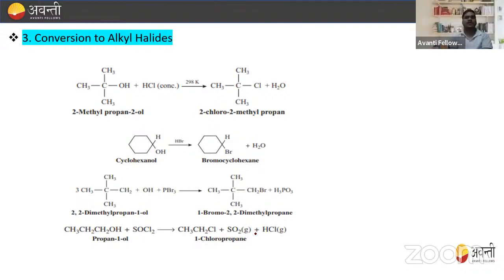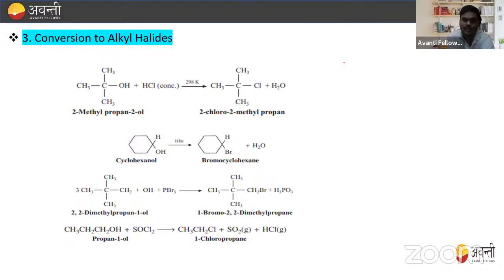Right. So, conversion to alkyl halide, we can see how this conversion will take place. When we treat 2-methyl propan-2-ol with concentrated HCl at 298 Kelvin, this will convert it into 2-chloro-2-methyl propane.